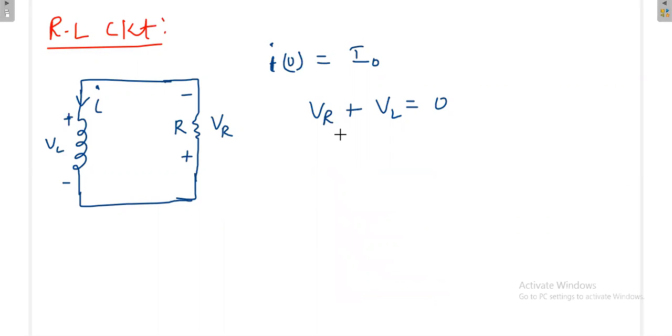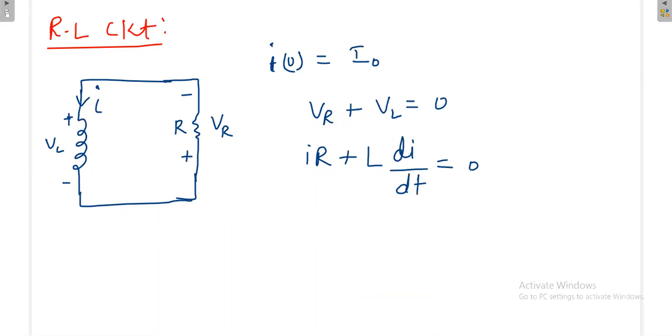Okay, so VR plus VL is equal to 0. What is VR? VR means I into R. What is VL? You have to be very careful here. When the current is entering, there should be plus. Then only you use this formula, or otherwise some minus plus will change. So VL is equal to L di by dt, that is equal to 0.